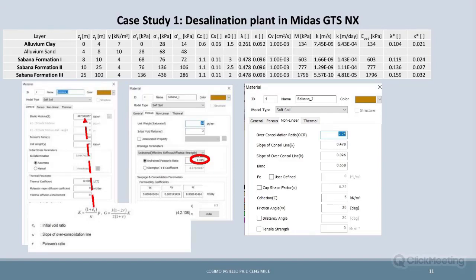What happens if you don't have data? This happens in some cases. If you have only one value of an SPT, it is impossible to model with soft soil. But if you have, for example, an oedometer test, it is very easy to come up with the soil profile and the geotechnical parameters. Okay.